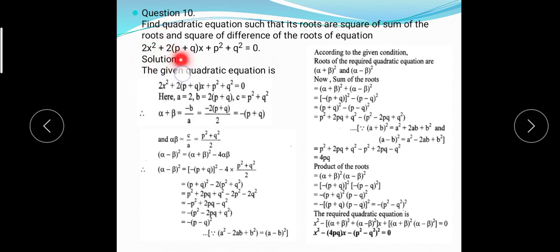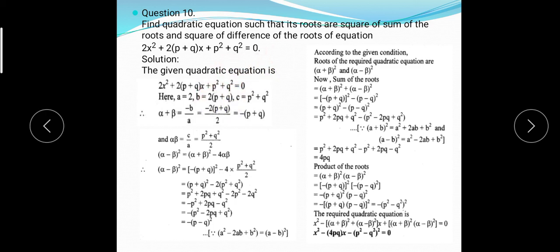2x square plus 2(p plus q) into x plus p square plus q square, which is ax square plus bx plus c. This is c, this is b, and 2 is a. Now after comparing the equation with the general form, you will get a is equal to 2, b is equal to 2(p plus q), and c is equal to p square plus q square.